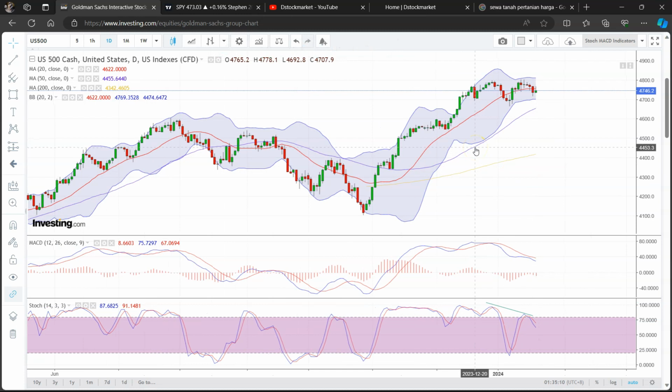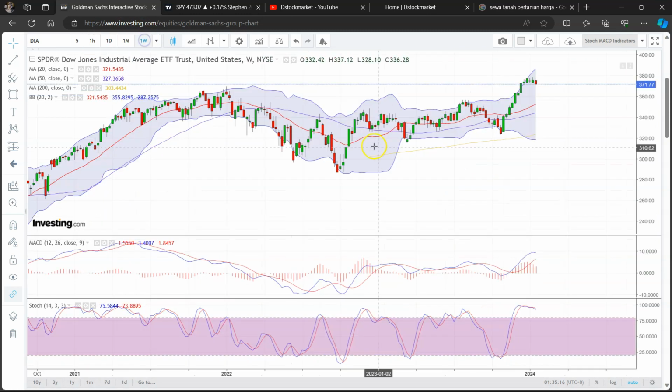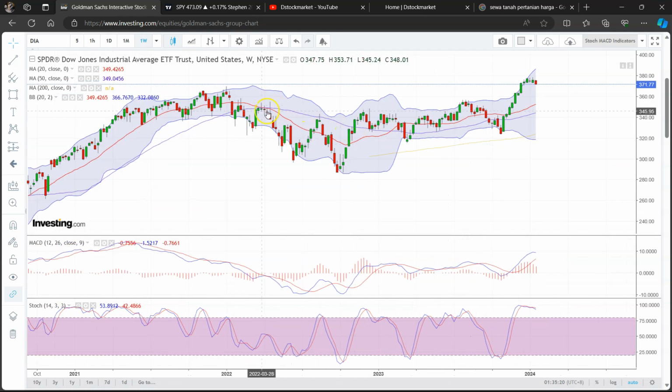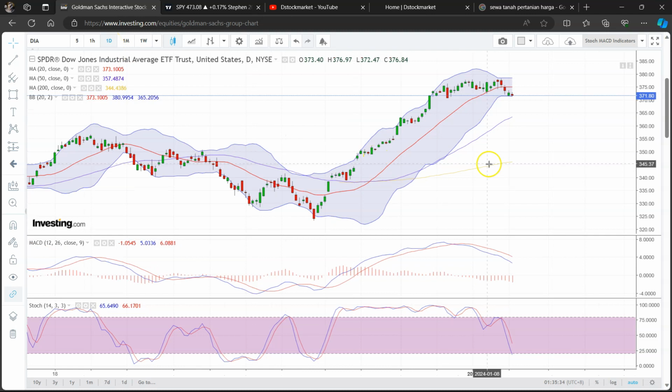Let's take a look at the DIA. DIA is the Dow Jones ETF. So we have this support area here. DIA is a bit overbought now, even in the weekly charts, and the MACD histogram is declining, showing bullish momentum is slowing down.